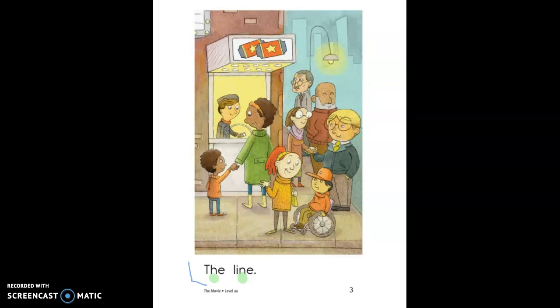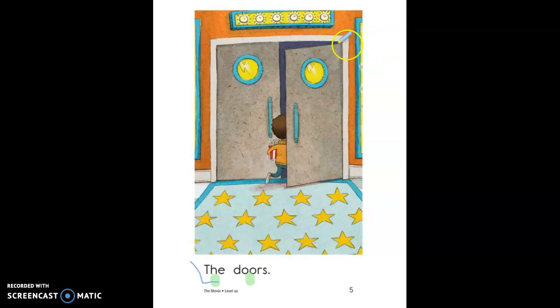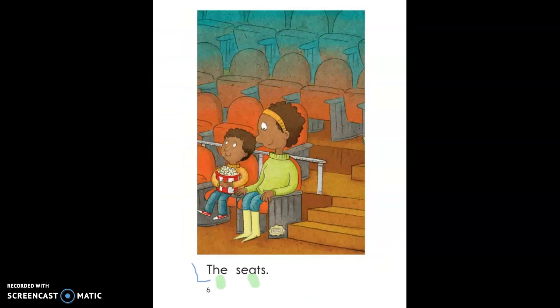What did we read about after the doors? So let's go to the doors. I'm looking at the page, the doors. If I want to know what we read after, I'm going to turn to the next page. What does the next page say? What did we read about? Great job, scholars. We read about the doors. We read about the seats after we read about the doors. Great job.